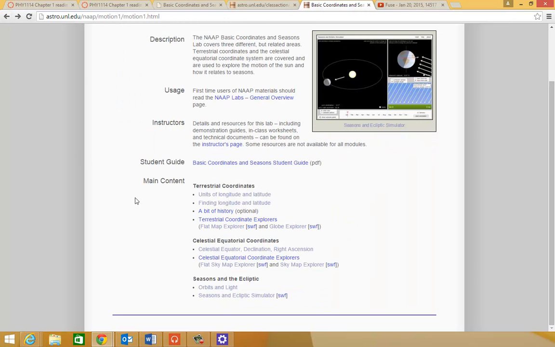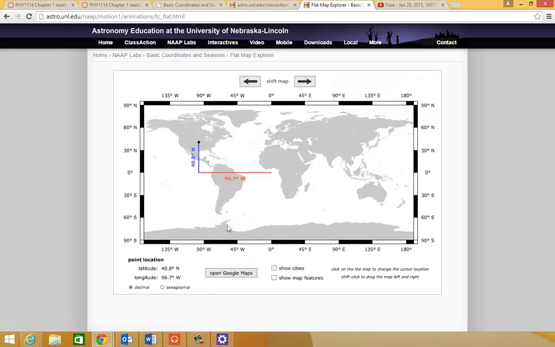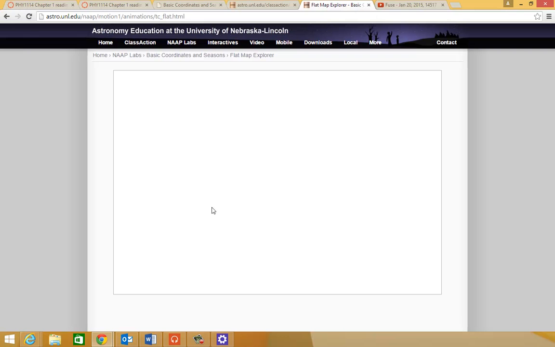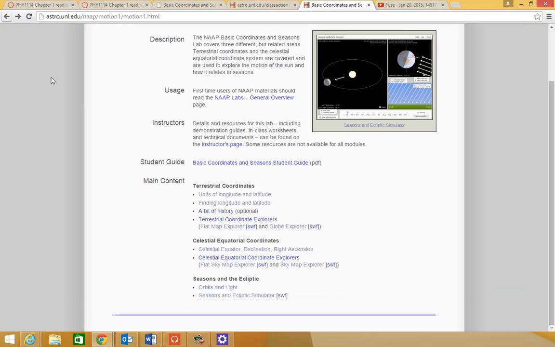Number 7, my suggestion is to go to the orbits, units of longitude and latitude tab, because it's asking you essentially a basic definition. For number 8, my suggestion is to go to the Terrestrial Flat Map Explorer. We played around with this in the student guide, so this should be fairly familiar. Again, it's somewhat of a definition sort of question, but your best bet is to go to that Flat Map Explorer for the terrestrial coordinates. For number 9, again, Terrestrial Flat Map Explorer, they're going to ask you to find a certain longitude value, I believe. So again, you want to go to this particular tab.